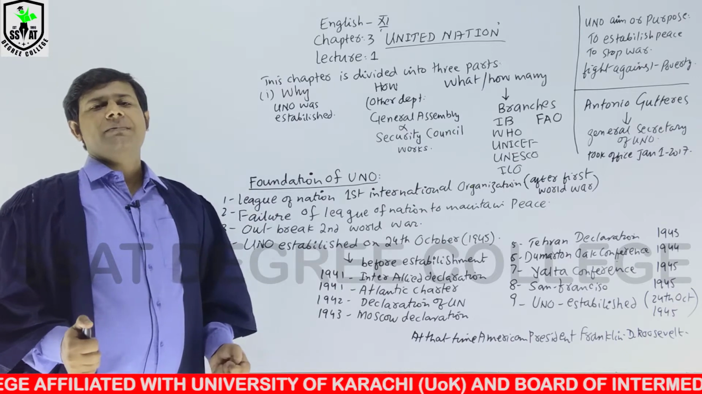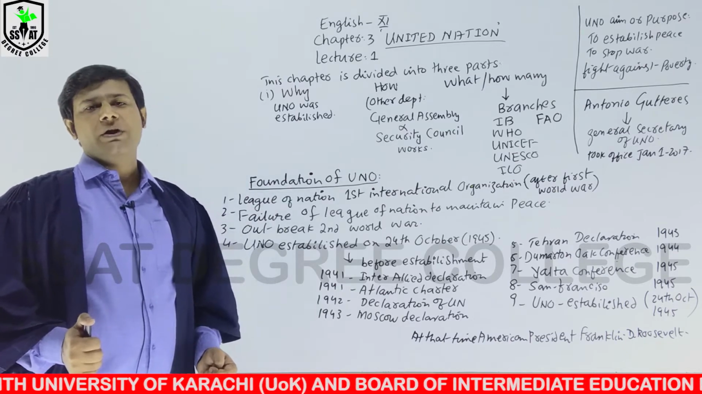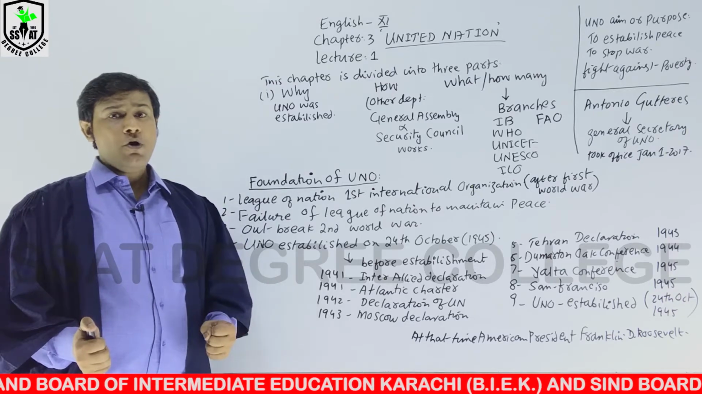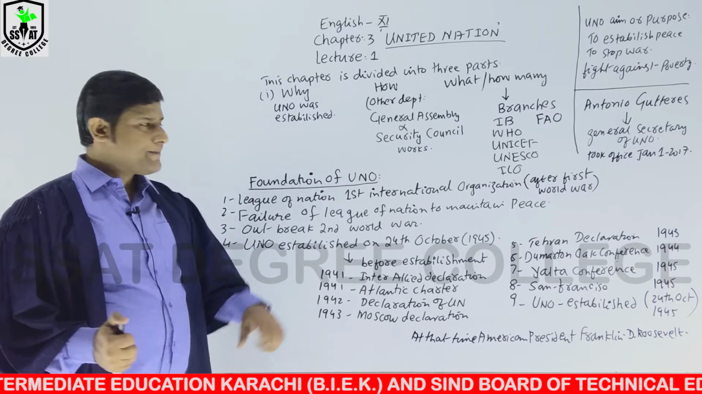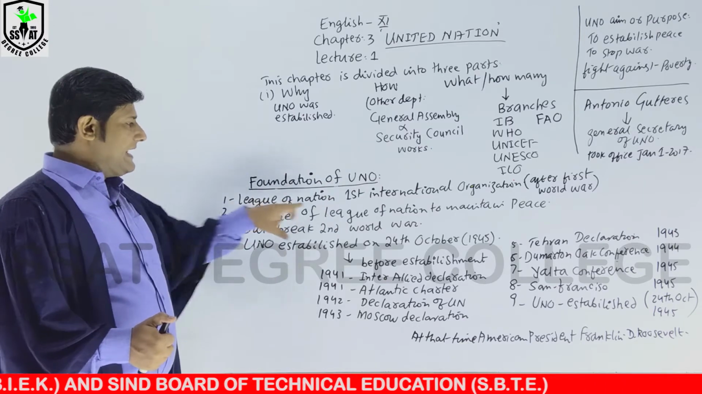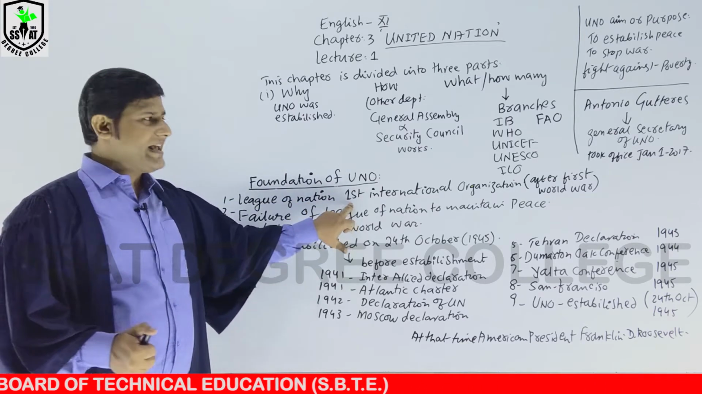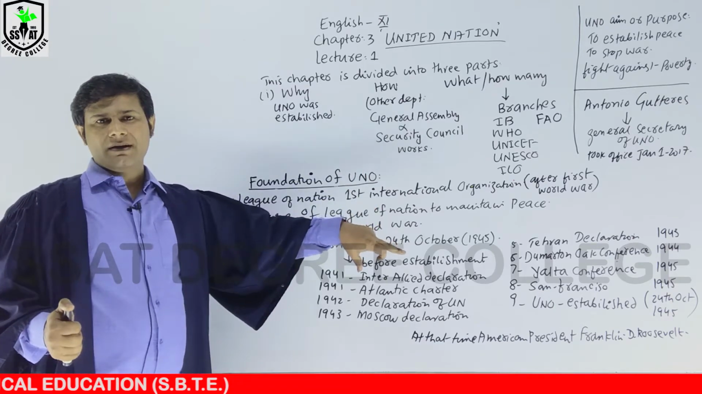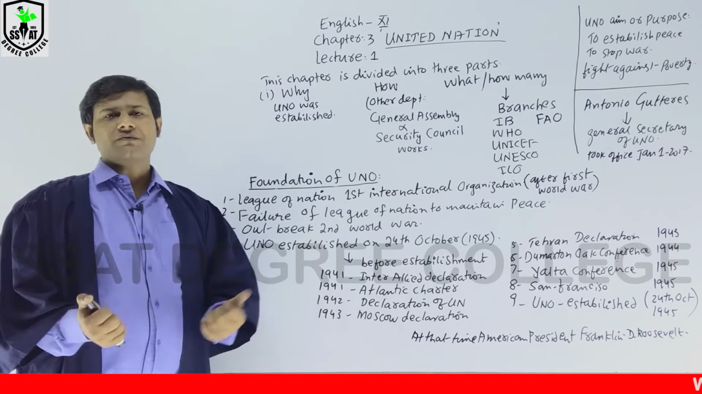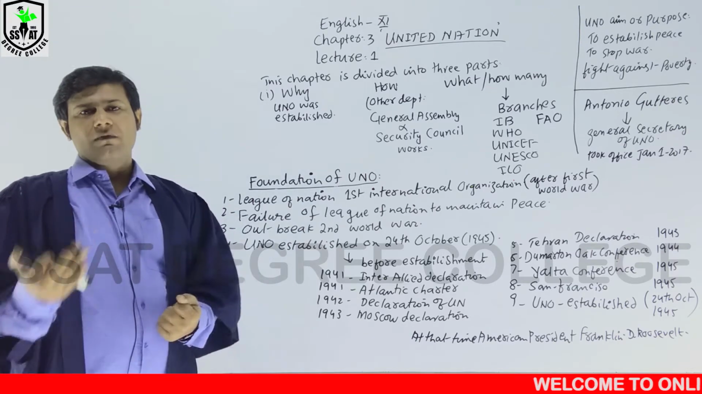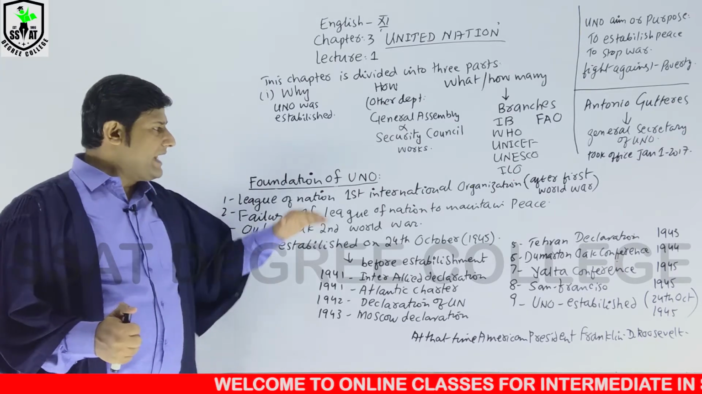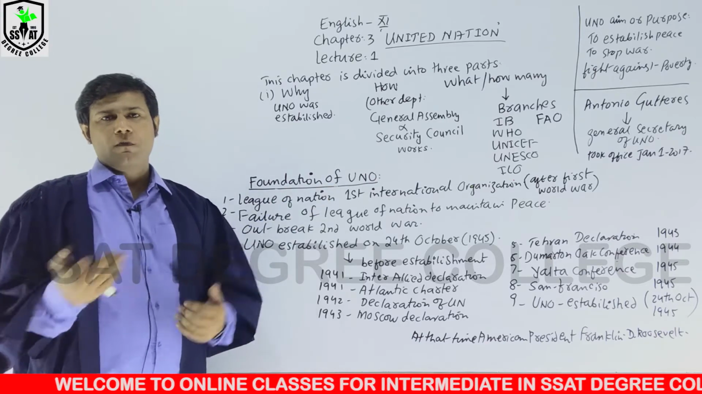So, UNO was established on 24th October 1945 when the Second World War was coming to an end. Before the foundation of the UNO, the first international organization after the First World War was the League of Nations. After the First World War, there came the Second World War. It started in 1939 and ended in 1945.